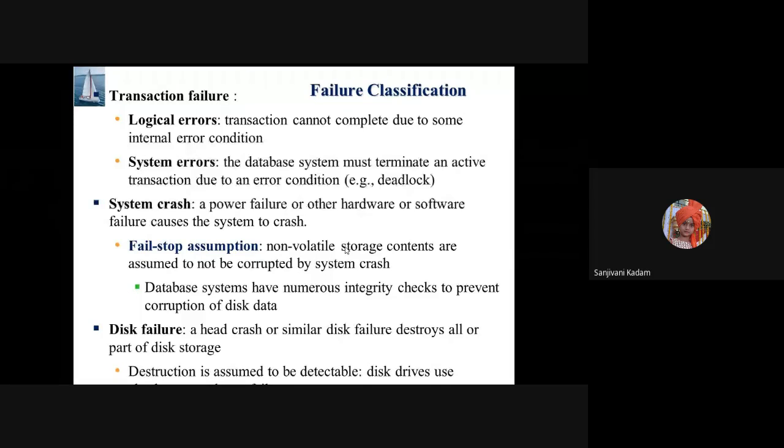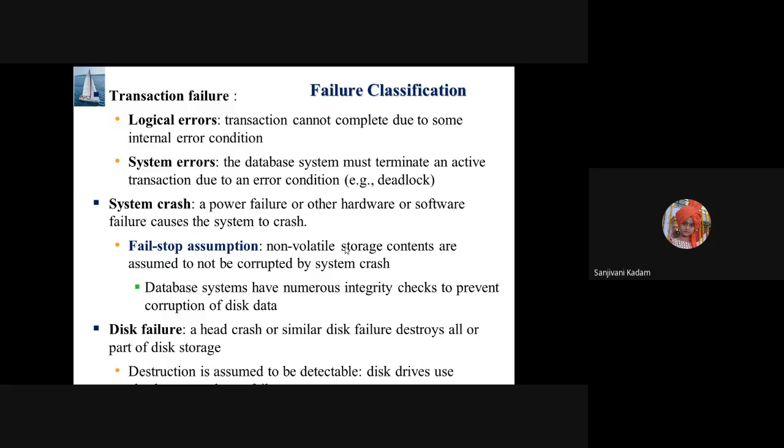So here, now again, database systems have numerous integrity checks to prevent corruption of disk data. Yes, it means whenever we are trying to perform any illegal or not allowed operation, the database has its own ways to check the correctness of data. We call these integrity constraints. So this will prevent us from corrupting the data.